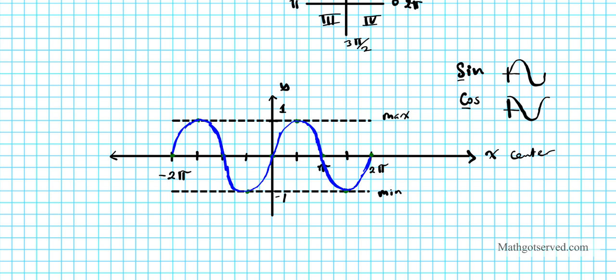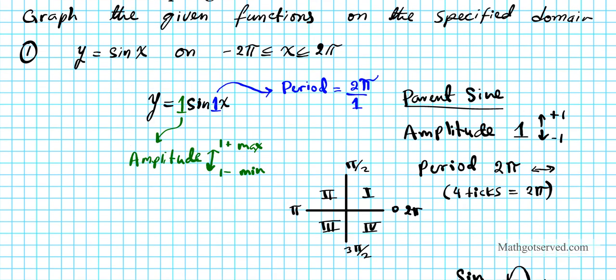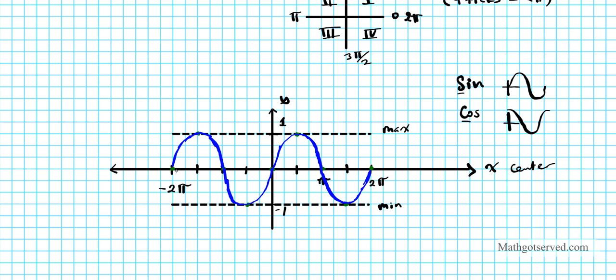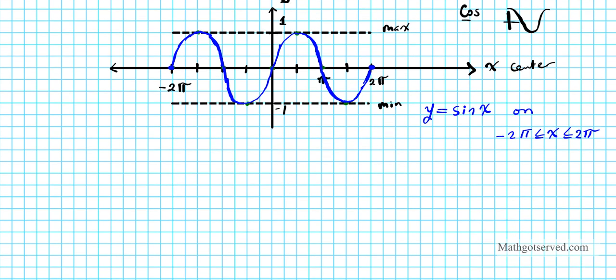Now, since there's a line on these two inequalities, that basically means the endpoints are included in our solution graph. So we have to make a closed circle here and a closed circle here. And this is the graph of y equals sine x on negative 2 pi less than or equal to x, and x is less than or equal to 2 pi. Okay? All right. Now let's move on to question number 2.